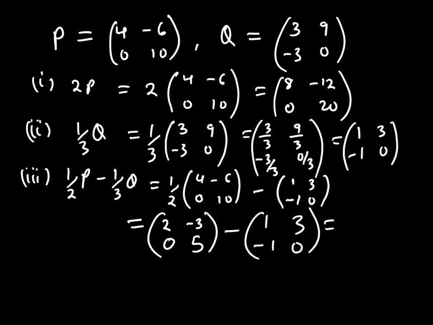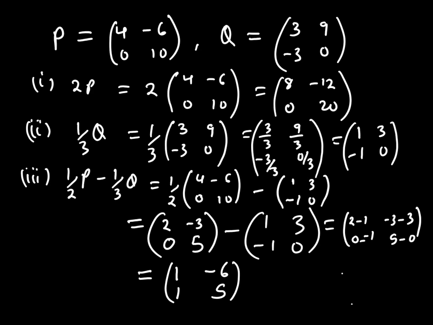And we said we subtract the corresponding entries. So this is going to be 2 minus 1, negative 3 minus 3, 0 minus negative 1, and then 5 minus 0. So we end up with 1, negative 6, 1, and 5. Okay, so it is as simple as that. Why don't I give you this and you try it out as you are busy having a cup of tea?